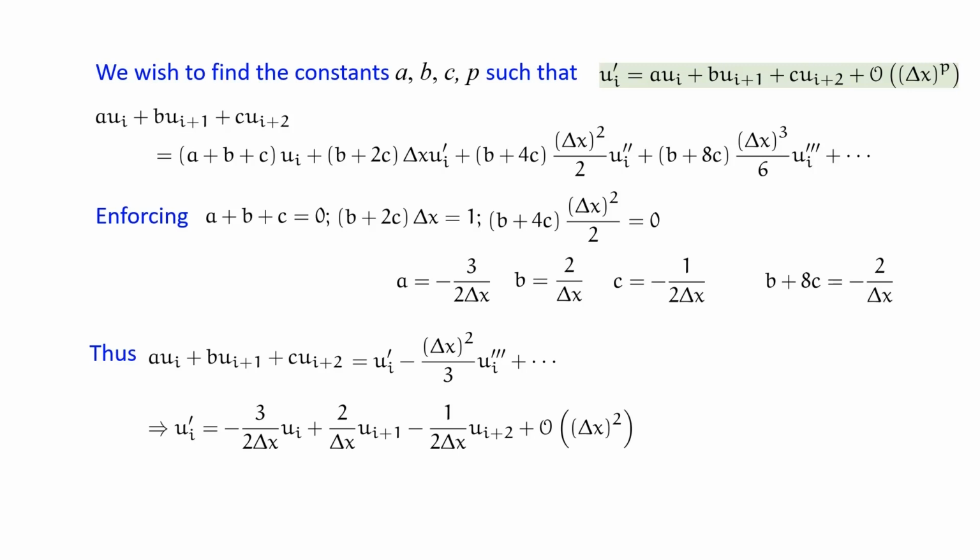If b plus 8c becomes 0, then of course our scheme will be at least third order accurate, but that is not happening. Since b plus 8c is minus 2 by delta x, our scheme is second order accurate here. That means our u i prime is minus 3 u i plus 4 u i plus 1 minus u i plus 2 divided by twice delta x, and this scheme is second order accurate. So we have a derivative of u prime that is second order accurate.